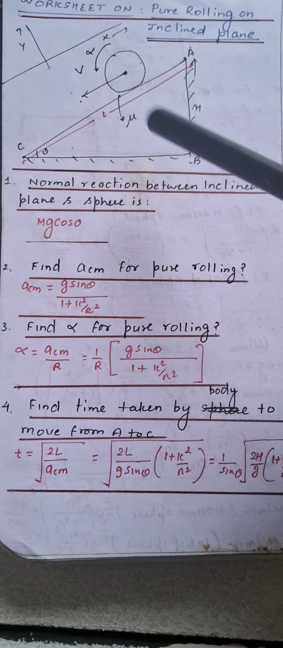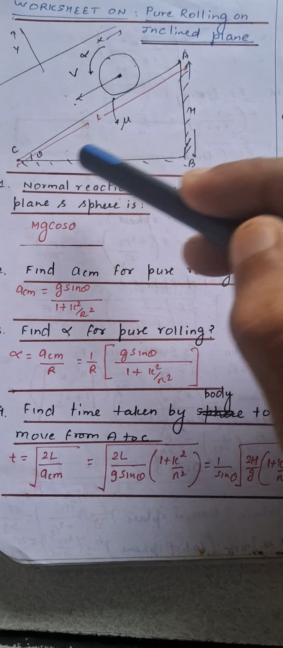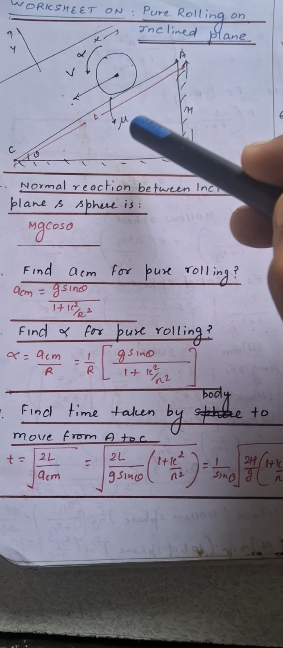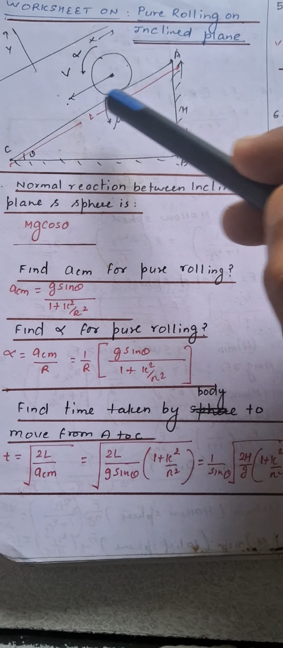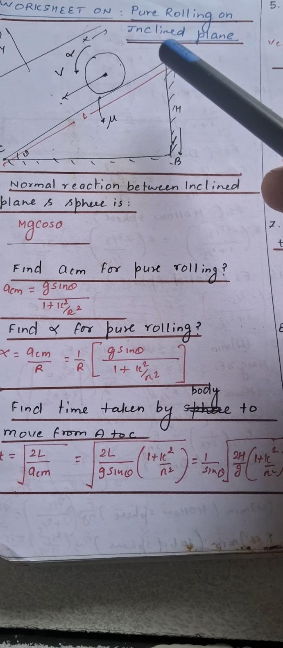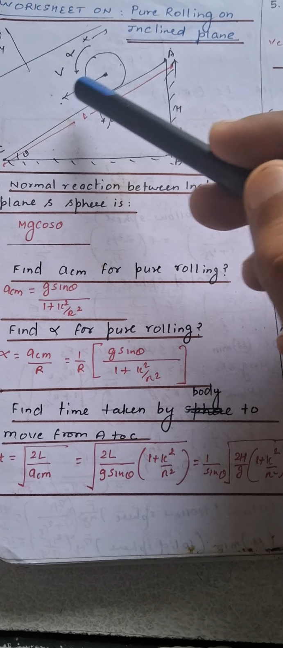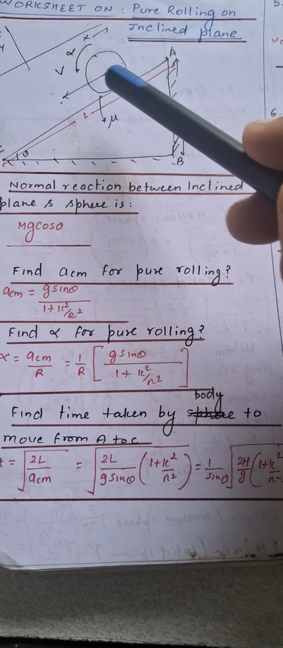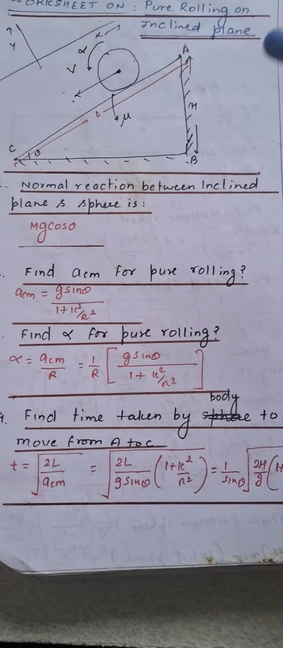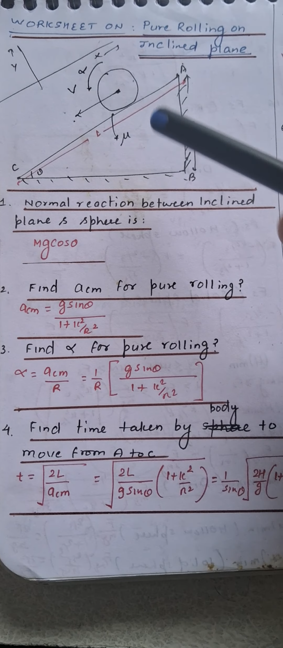So axes are like this. We have an inclined plane of height h, angle theta, coefficient of friction is mu, and a rigid body is made to roll starting from rest from the top, and at some intermediate stage its velocity is v, angular acceleration is alpha. So there are certain questions based on this.